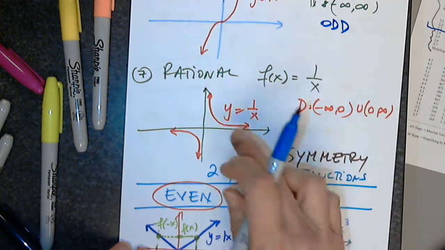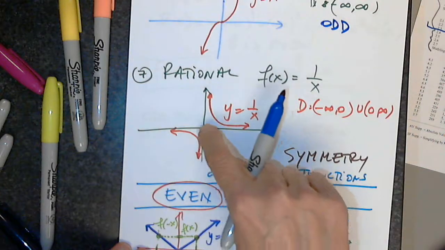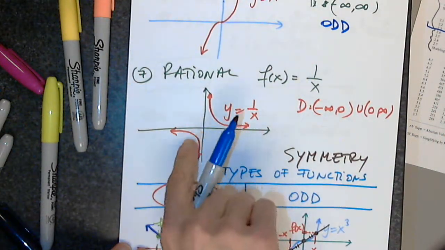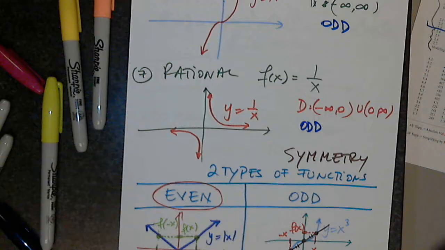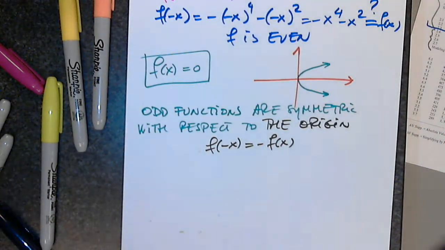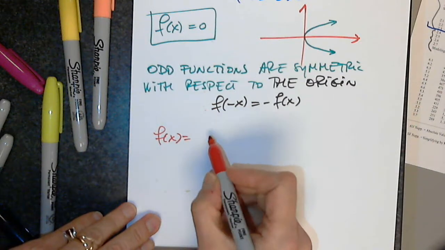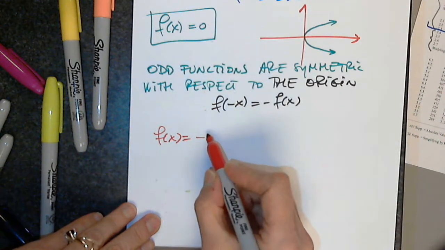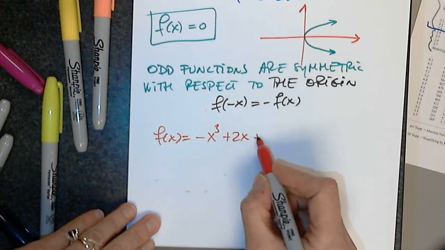Yes, odd. So this is a copy of this. That is a copy of this. Yes, very good. It is odd. A rational function is odd. So let me give an example. Let's say we have f of x equals negative x cubed plus 2x plus 5.